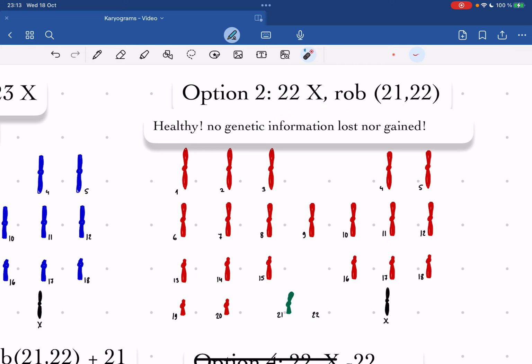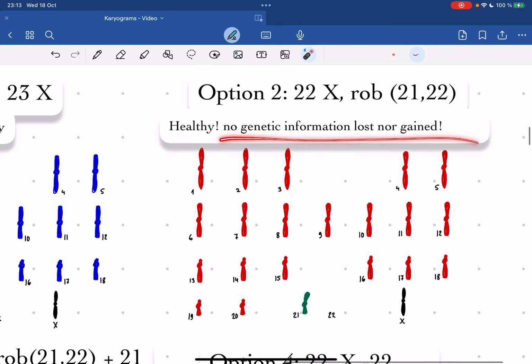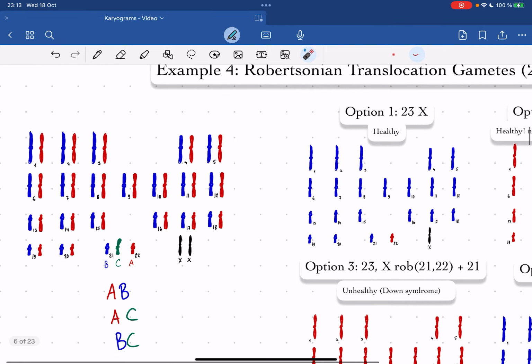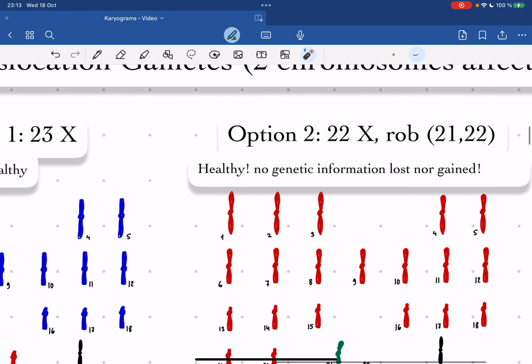this type of karyogram. Even though we have 1 less chromosome, as long as we have a Robertsonian translocation between them, meaning that we have a chromosome that equals 2 chromosomes pretty much, nothing will be gained or lost, right? So as soon as you see something Robertsonian and it seems like it's 1 less chromosome than normal, then it will be healthy. Okay, remember that. As soon as you see Robertsonian and it's 1 less chromosome than normal, then it will be healthy.